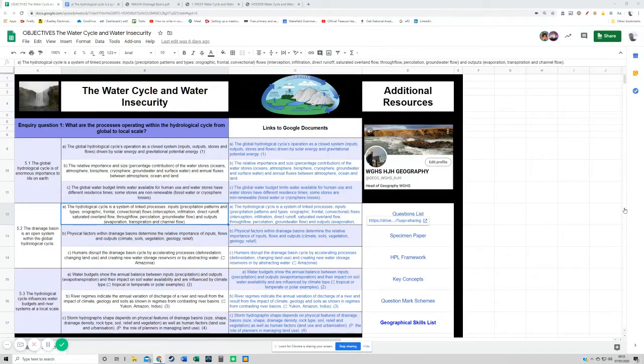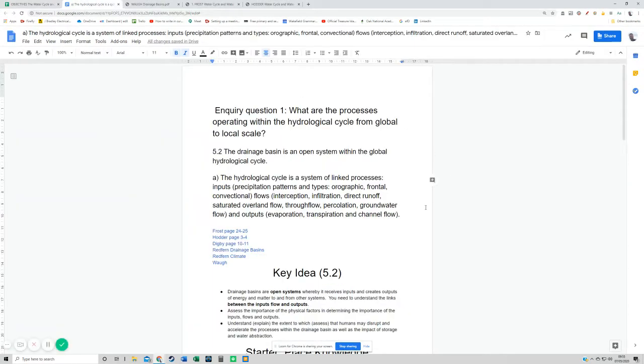Good morning. What I'm going to do today is look at the topic, the water cycle and water insecurity, and I'm going to look at section 5.2a. So if we just click on that and break that down, 5.2 is considering the drainage basin as an open system.